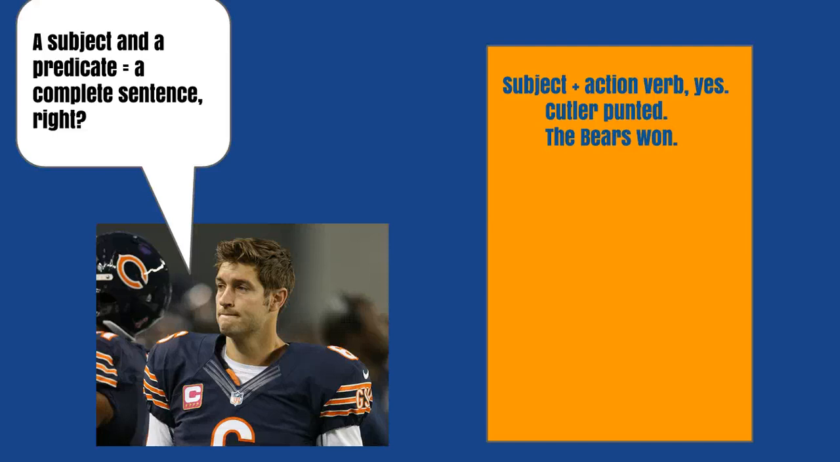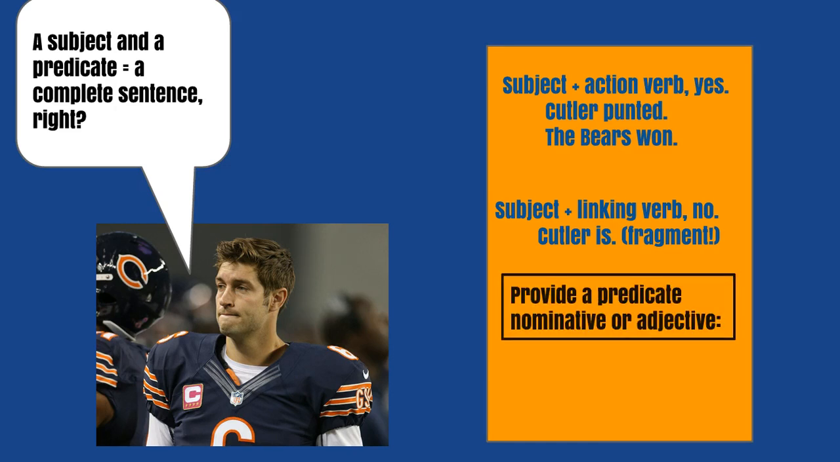These are complete sentences. But if it is a subject and a linking verb, then no, that alone is not a complete sentence. It's a fragment because it would read like this: Cutler is. So I want you to provide a predicate nominative or predicate adjective in order to create a complete sentence. So Cutler is inconsistent. Cutler is a quarterback. A predicate nominative is a noun that is being linked to the subject, and a predicate adjective is an adjective being linked to that subject. So Cutler equals inconsistent. Cutler equals quarterback.